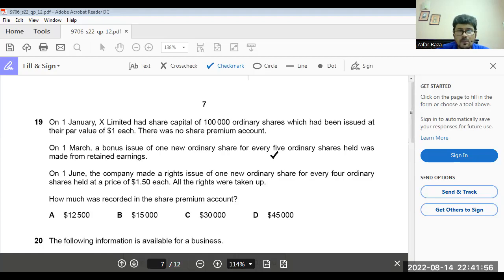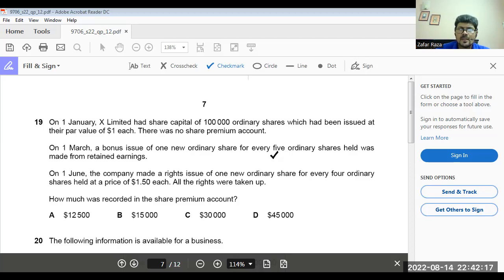Now, after the bonus issue, the company has ordinary share capital of $120,000. When the company is issuing bonus shares and they don't have share premium, they compensate that from their profits, from retained earnings.